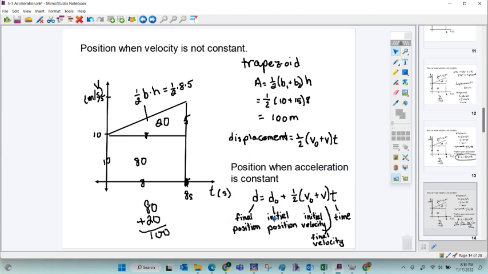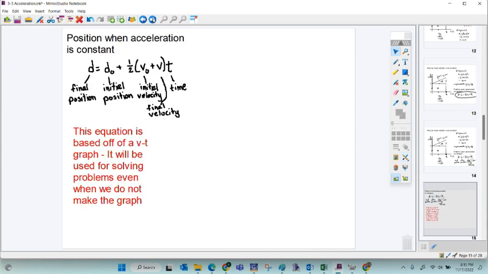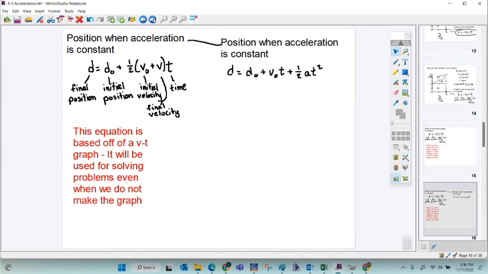When we ended the class, I told you to write this down, but just in case you missed it, the final position equals the initial position plus 1/2 of the initial velocity plus the final velocity times the time, or how long it took. All right. So based off of a VT graph, it's used for solving problems even when we don't make the graph. So we need to look at an example of that in a little while.